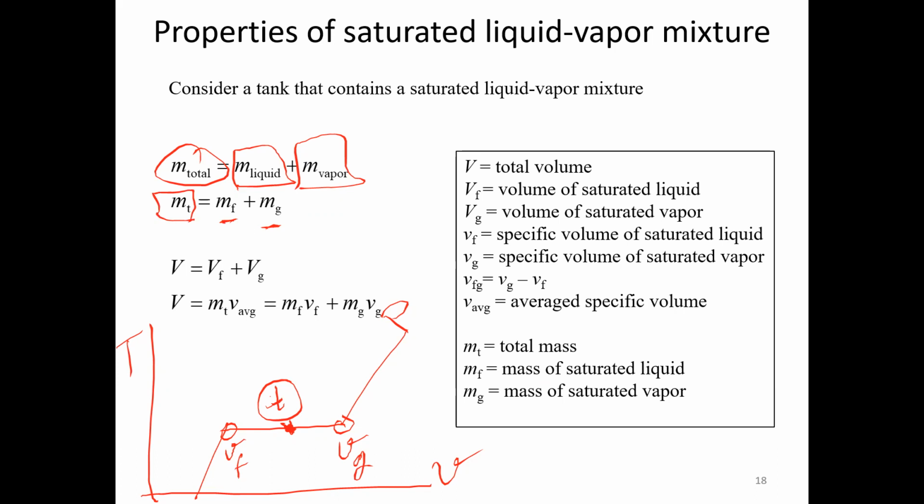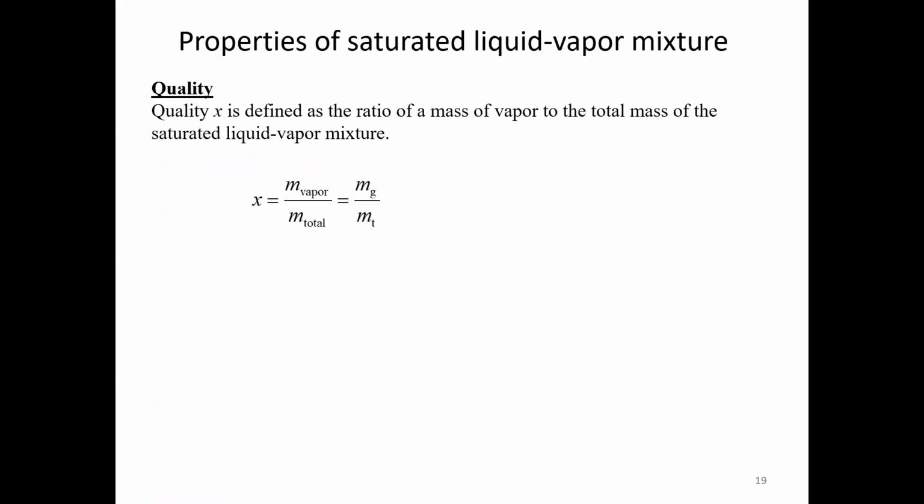Same thing for the volume. The total volume is the liquid volume plus gas volume. All right. Now, why do I need this? Because from this I can find a property important for the two-phase region, which is the quality.